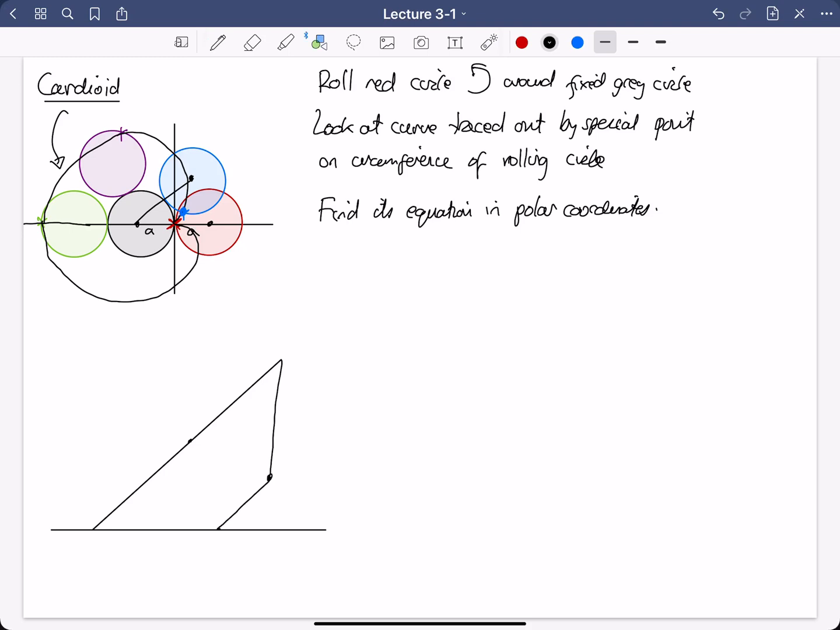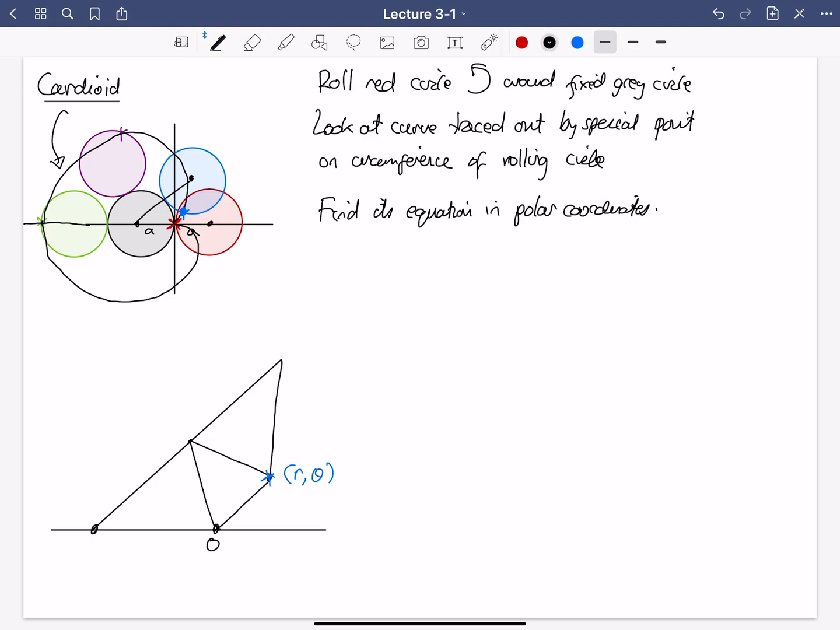That's not too bad. Okay, so let's fill in a few points. So this right here, this is the origin. And then right here, this is the special point we're after. So we're trying to find the polar coordinates of the special point on the circumference of that blue circle, which is kind of my general position.